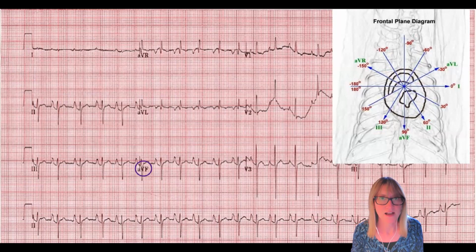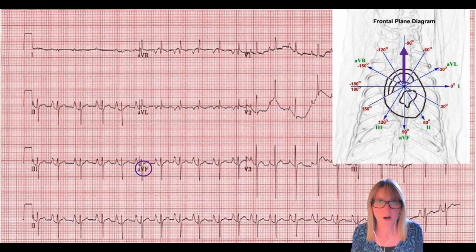When I look at aVF, now I have to examine the QRS complex in that lead and ask myself, is the QRS complex more predominantly positive or negative in orientation? The QRS complex in aVF is more negative. So the mean electrical axis is roughly pointing in the vicinity of the negative pole of aVF. I've put a large purple arrow there to show which direction that is, the negative pole of aVF.